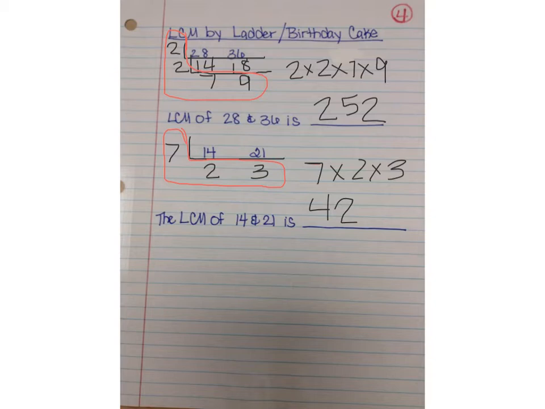Now, just a reminder, when Mrs. Hebert was showing you greatest common factor, the greatest common factor numbers are the numbers on the left. So you only multiply 2 times 2. So the greatest common factor of 28 and 36 would be 4, because 2 times 2 is 4. And the greatest common factor of 14 and 21 is 7. So greatest common factor is the numbers on the left. LCM, you make an L and you get all the numbers around the outside. Okay, let's try some examples.